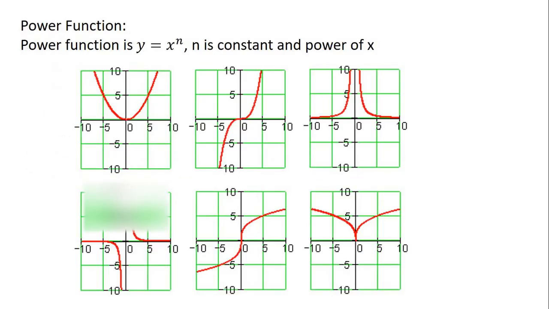Power function. A power function is y equals x power n. n is any constant, and x to the power of n may be any number. x to the power 0 is 1. x power 1, x power 2, x square, x cube, any number. Then the graph changes with the power. This is the graph of x square, and as we change the power n, the power of x, the graph lines change.